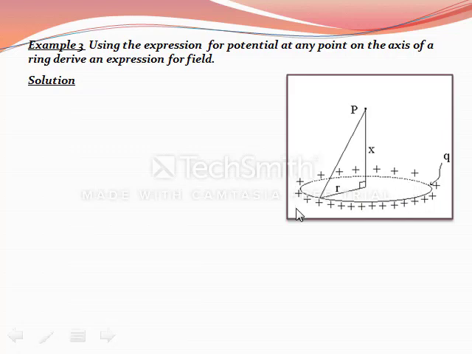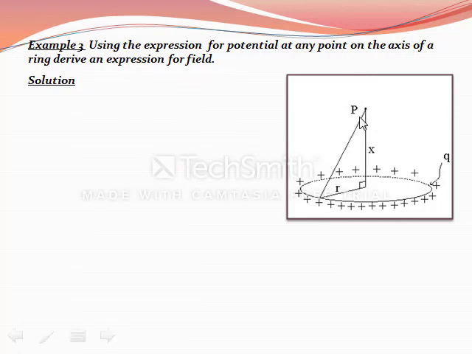Here we have a ring of radius r having charge q which is uniformly spread on its surface. We have to find the field at this point P. Now we can make a guess regarding the direction of field over here. The direction of field is in this direction, upward. Let's mark the direction.